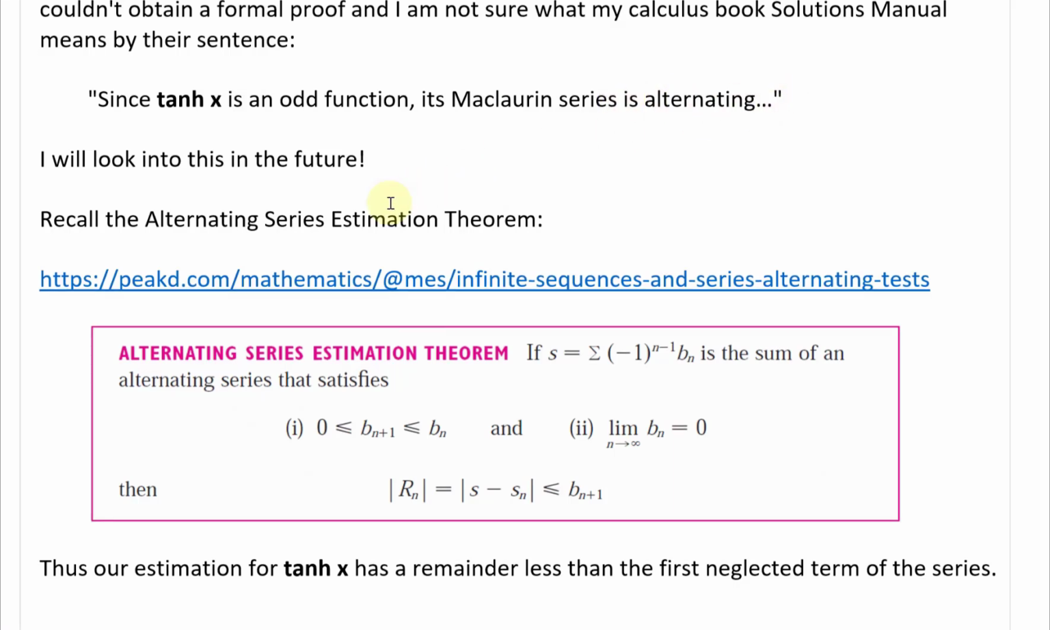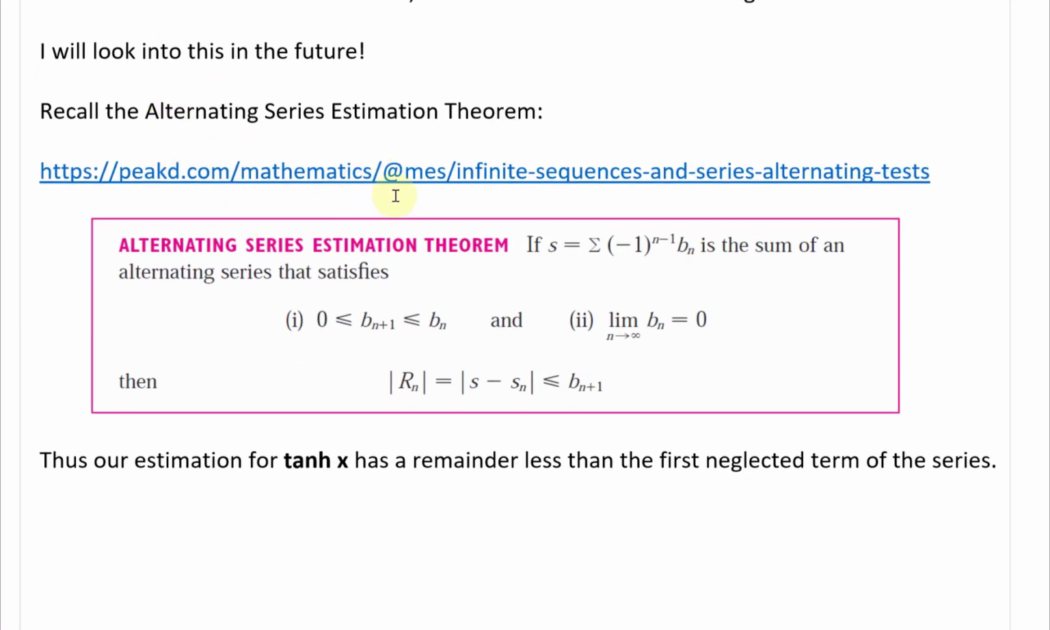Anyways, continuing further. Recall the alternating series estimation theorem from earlier. Here's a link to it again, and I'm just going to review this. So, if S is the sum of an alternating series, where the alternating signs are included separately so that b_n is always positive, and it satisfies these two conditions: the first, b_{n+1} is greater than or equal to 0 and less than or equal to b_n. That is the next term. Each successive term is less than the previous, so b_{n+1} is always less than b_n.